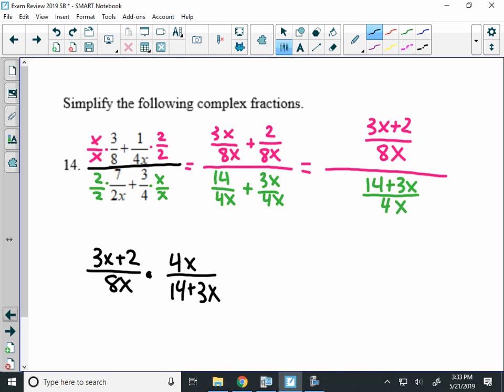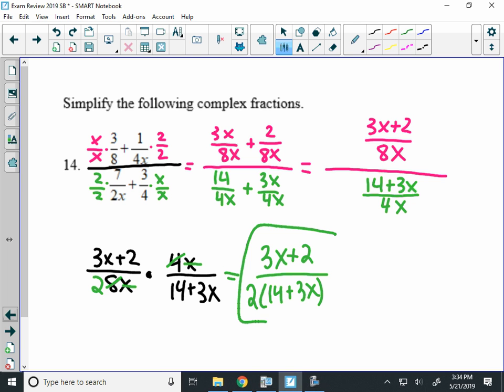Let's see if we can factor first. Simplify here. The 4 and the 8, the x's here will cancel because these are all factored. These x's cancel, and the 4 cancels with that 2. So I would get a numerator of 3x plus 2 and 2 times 14 plus 3x. That's your final answer, and that is exactly what we got the first time. So if you like that way better, simplify the numerator, simplify the denominator, keep change flip with the division.